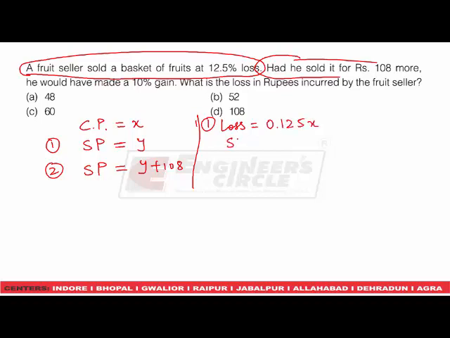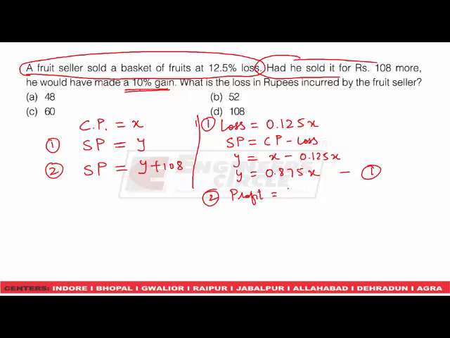Therefore selling price will be equal to cost price minus loss, which implies that selling price, that is Y, will be equal to cost price X minus loss 0.125 X, that is Y equal to 0.875 X. So this is our first equation. Now the second scenario is, there is a gain, that is profit of 10%. So profit equal to 10% of cost price. Cost price is X, which implies 0.1 X.